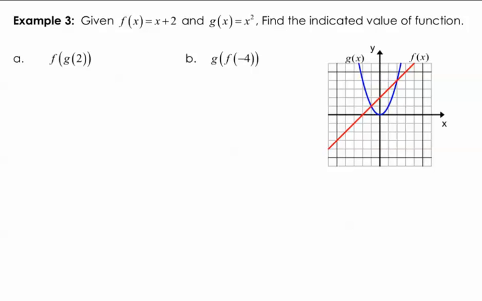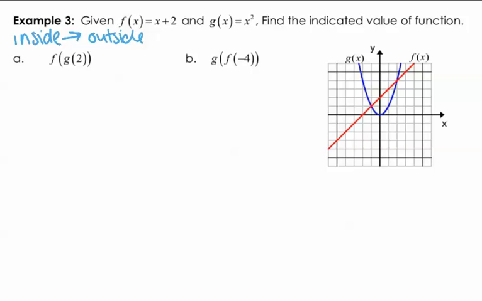So this last example, we're given two different functions, f of x and g of x, and want to find the indicated value of the function. So now we're inputting numbers into function compositions. And this just means that you have to start on the inside and work your way to the outside. So we're going to do this two different ways.